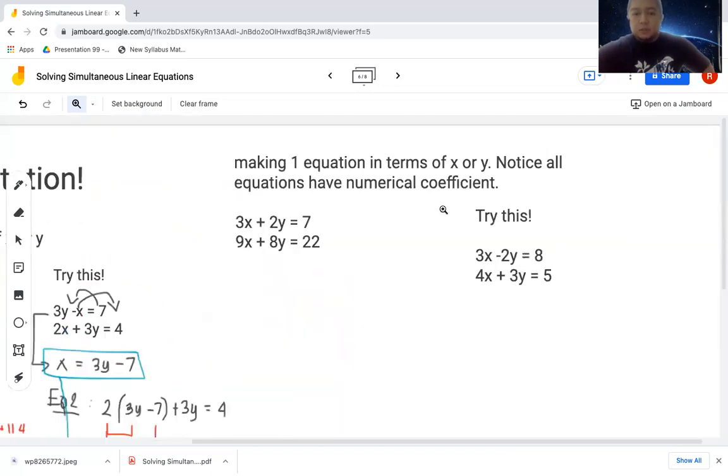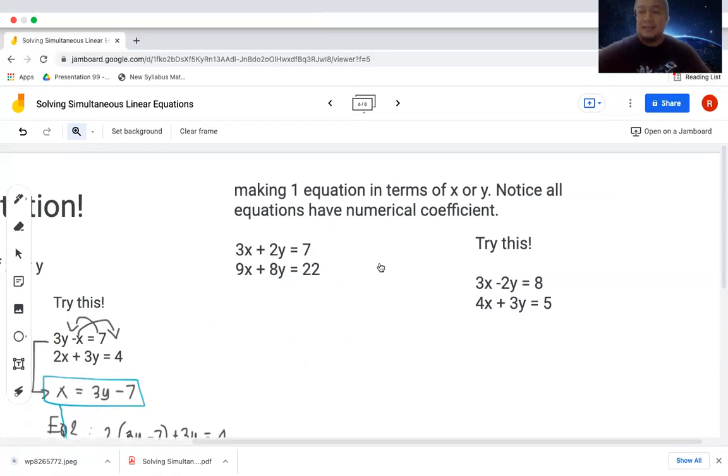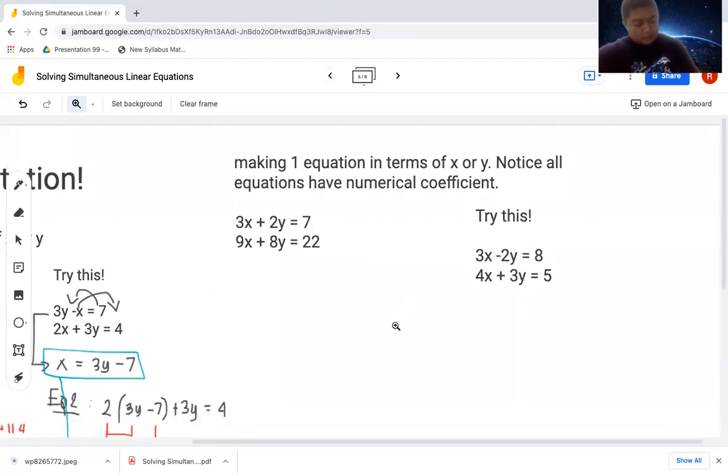Okay, so the next one tells us that we have to make, it says here, making one of the equations in terms of x and y. And notice that all the equations have numerical coefficients. So what are we going to do if we encounter a problem like this? In this case, this would mean that we have two options to follow. Number one is to make it in terms of y, or to make the term similar to the ones that they have.